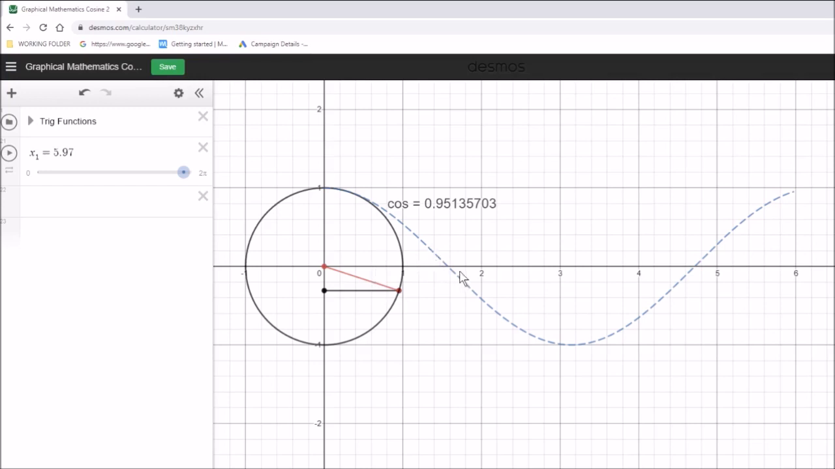Now we can see here as well that the cosine is going to be negative in quadrants 2 and quadrant 3. So it's going to be negative in this quadrant here and this quadrant here.